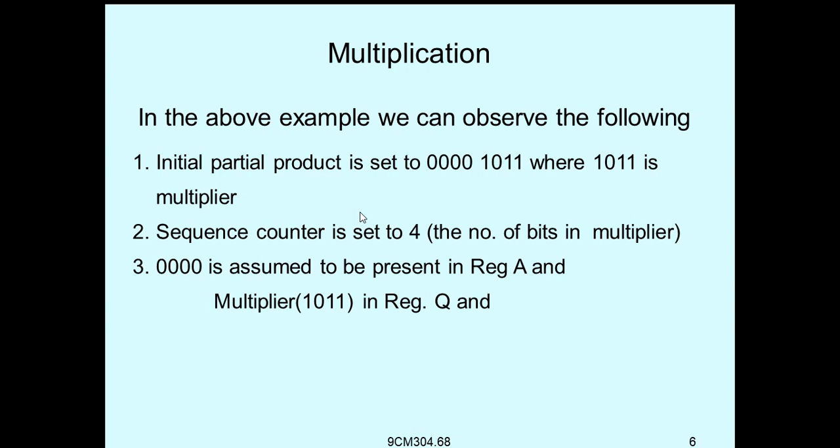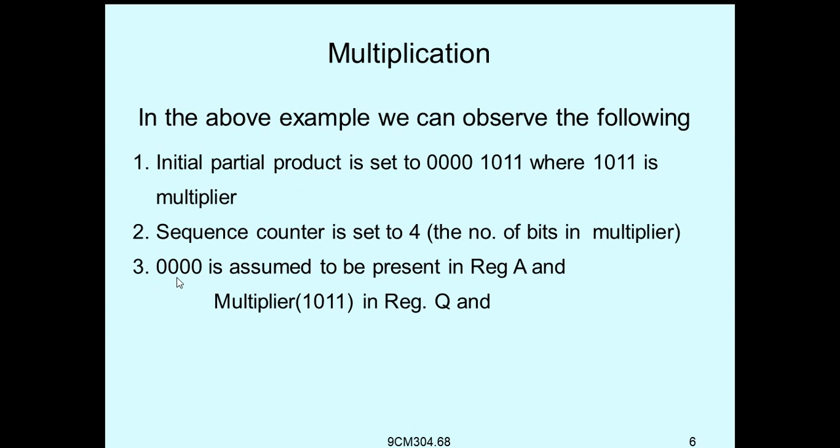So before that, our steps are: the initial partial product is set to 0000 1011, where 1011 is the multiplier, whatever number I told in this example, and the sequence counter is set to 4 here. Why? Because it's the number of bits of the multiplier. If the multiplier bits are 5, then it can be set to 5. If the multiplier bits are 6, then it can be set to 6.